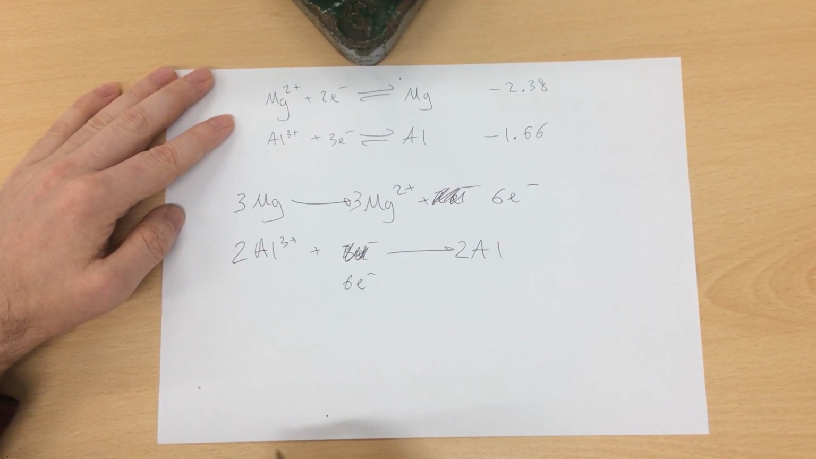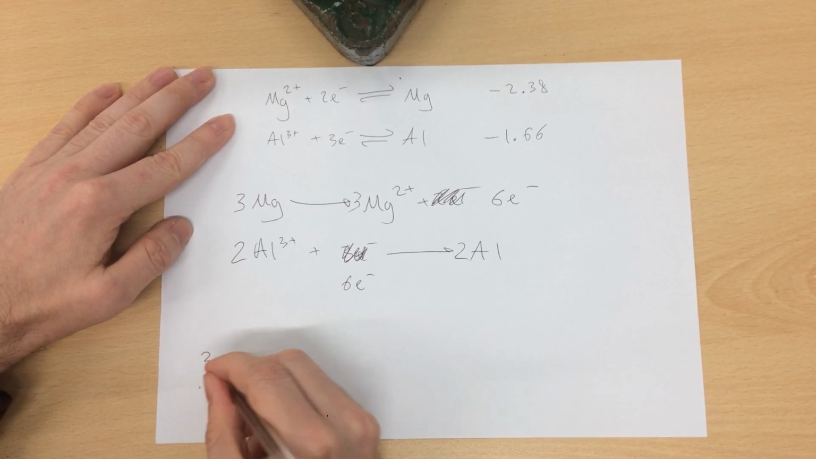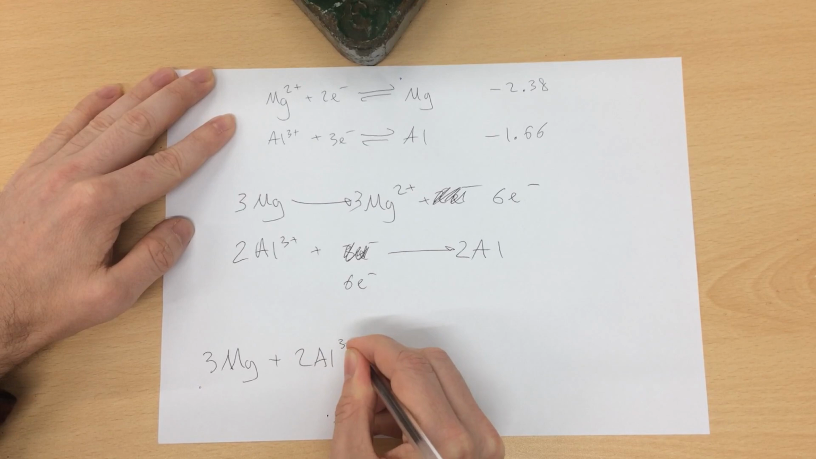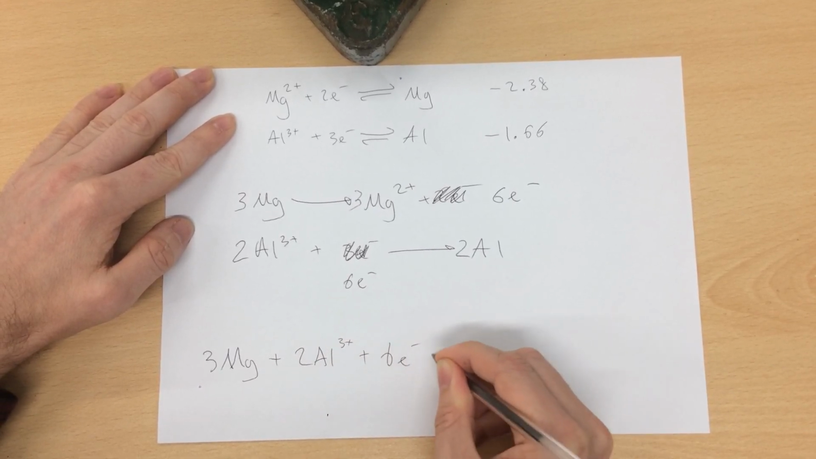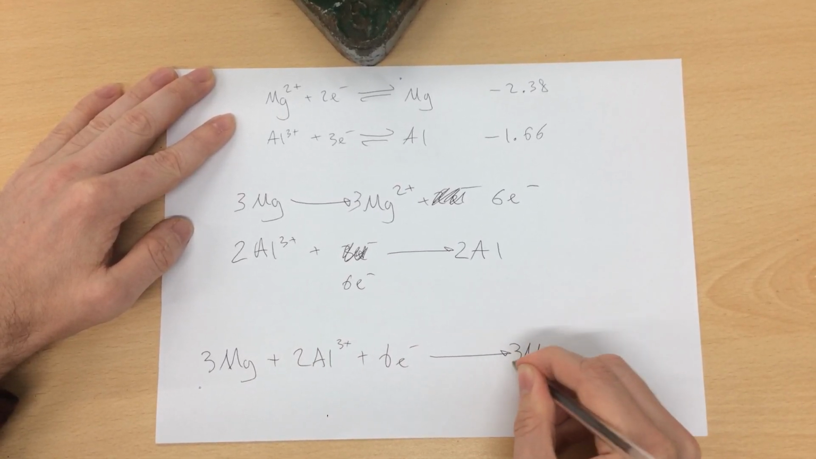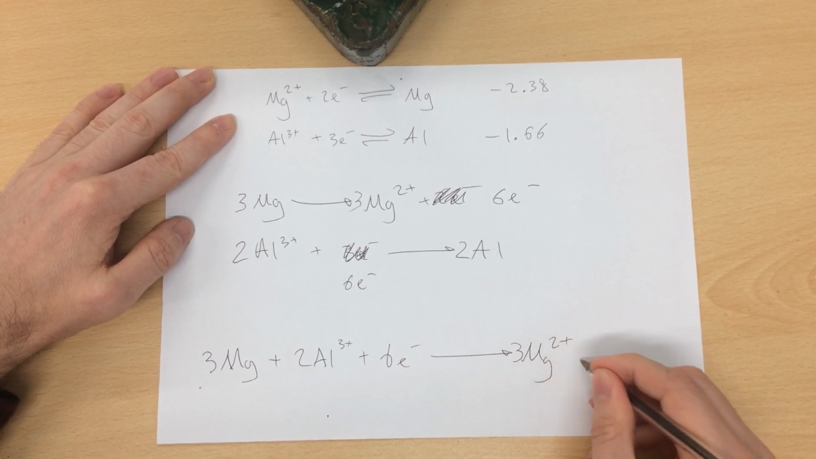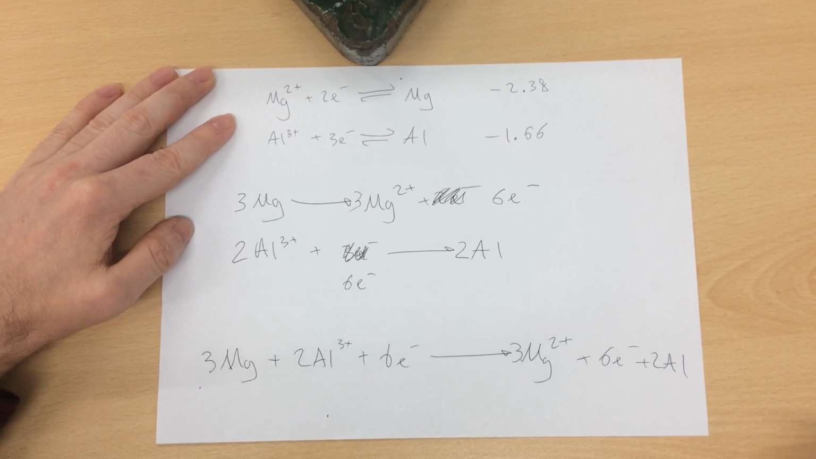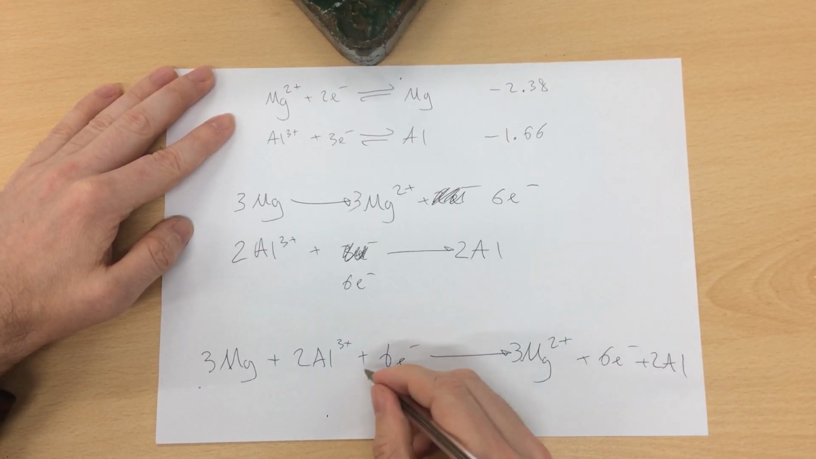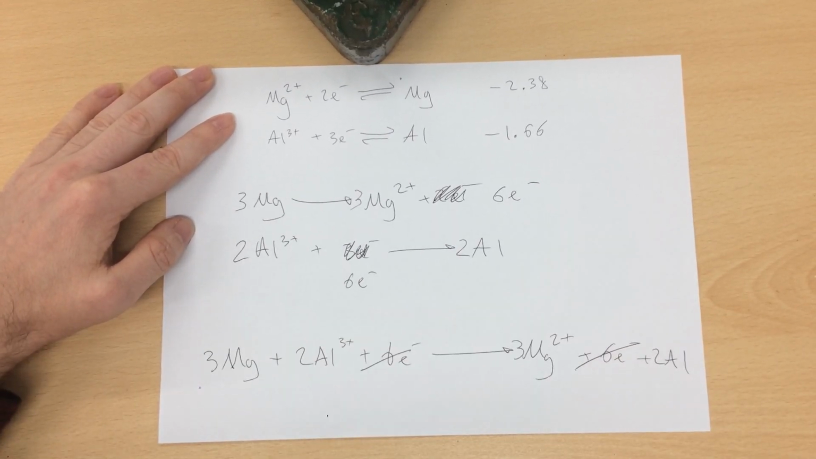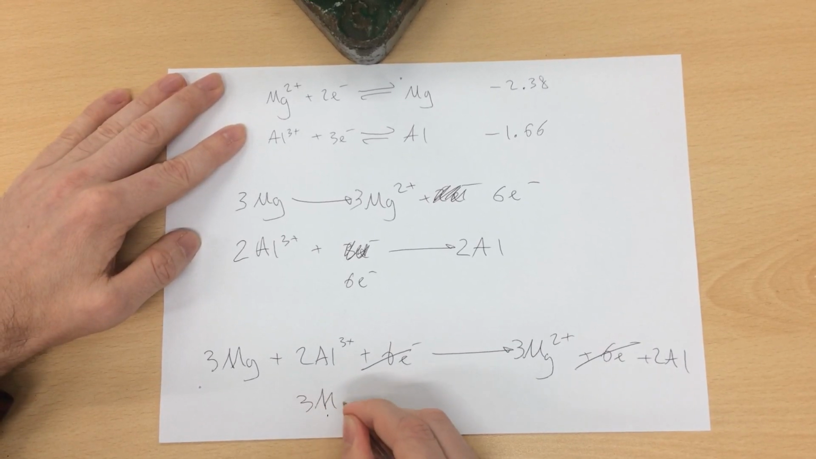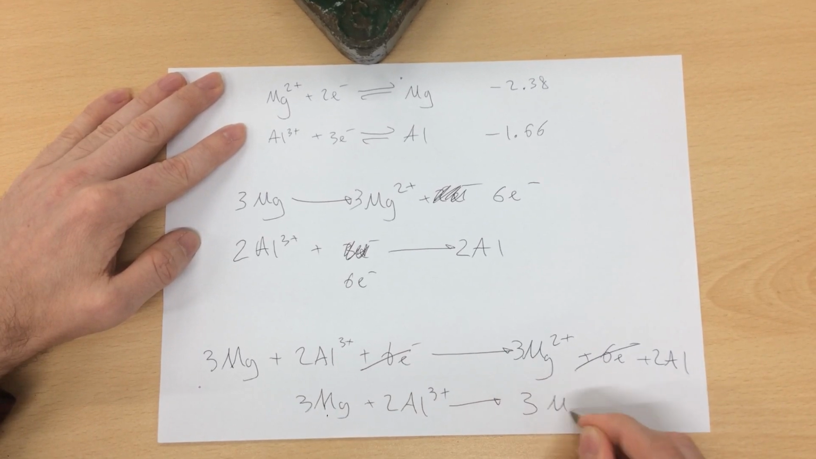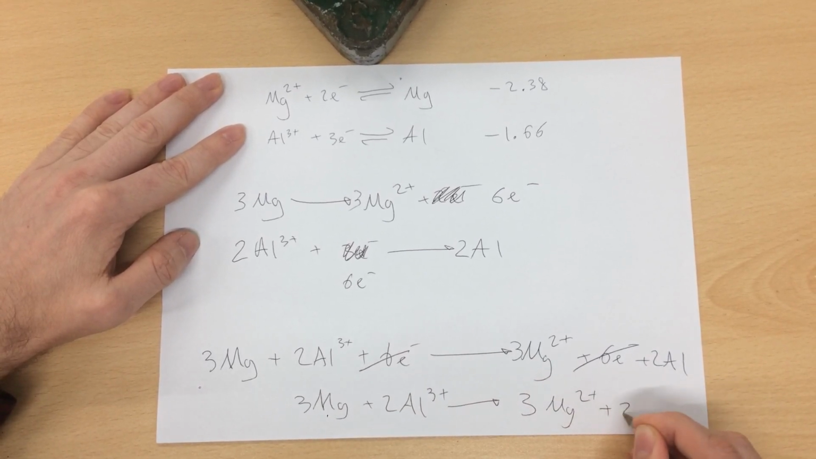I can then combine them, so all my reactants are going to go here, and all my products are going to go here. Now when you get good at this, you don't need to write out the electrons because you know they're always going to cancel. So I really don't usually write out the electrons because they're just going to cancel out. And that will give us our final equation, nice and neat for the examiner.